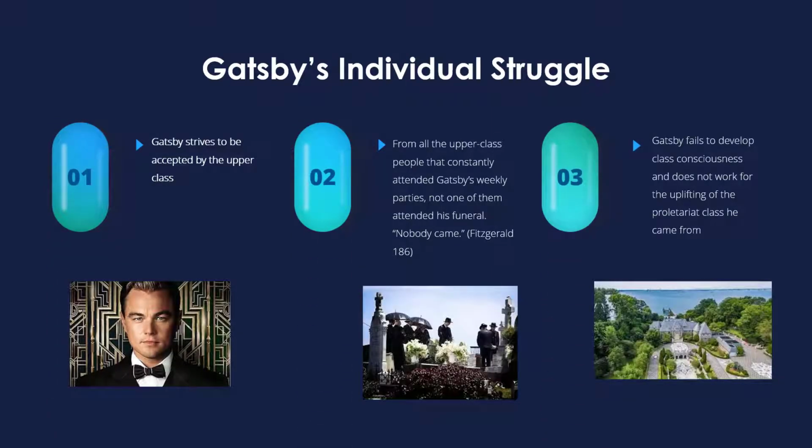Gatsby's individual struggle. Jay Gatsby, a proletariat who managed to become rich, has an individual struggle to be socially accepted by the upper class. To win over his true love, Daisy, Gatsby needs to break down the class barrier and move his way into the upper class bourgeoisie. Although trying to change his own individual position, Gatsby does not really develop class consciousness and does not work for the uplifting of the proletariat class he came from. Instead, he only tries to be accepted by the other.